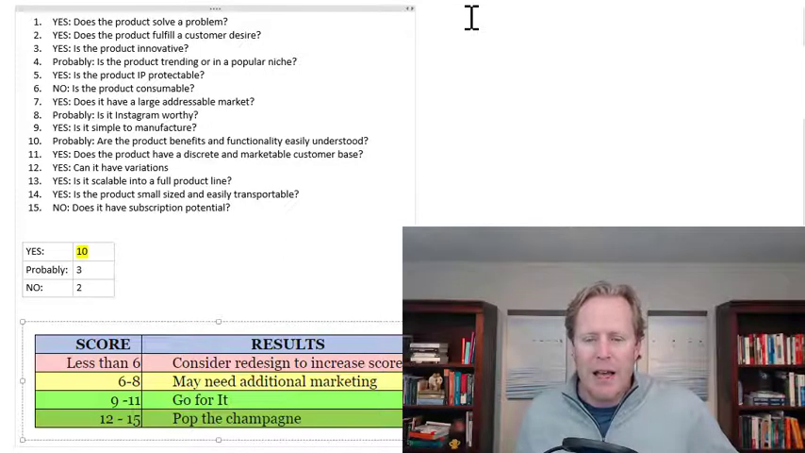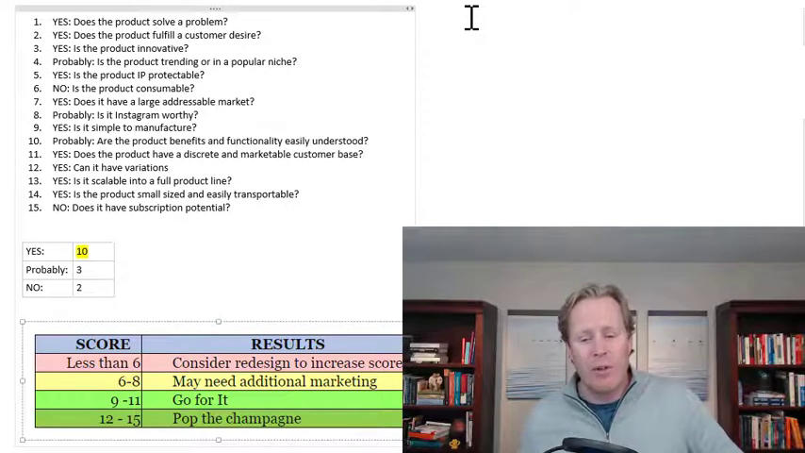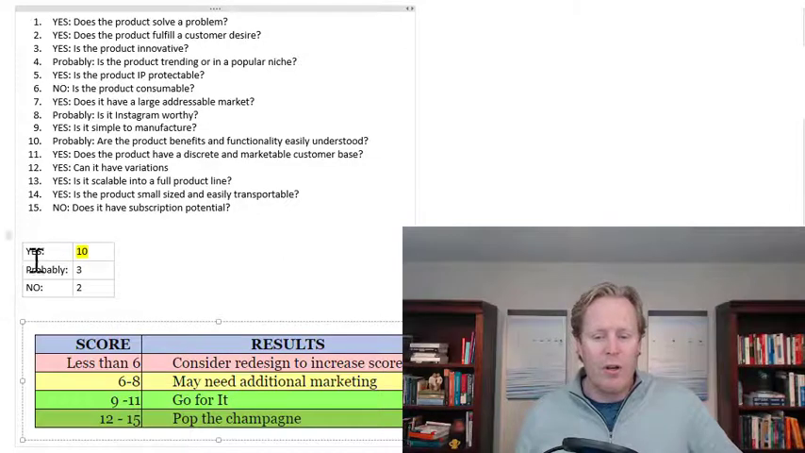Just for full disclosure and transparency, I did not count that probably as a yes. I didn't count it as a 1. It's maybe a half or something like that, but I didn't count it in my scoring. You can see that down below where I have my yeses and my nos, and I put the probablys in between.